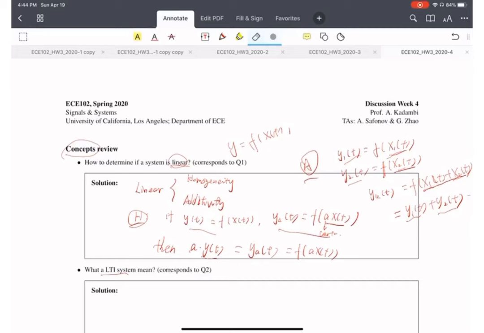When you are doing the check, you just need to apply this for the system. If it fails for either one of these properties, you can stop the check and assert this system is nonlinear. If a system fails in either one of these properties, you don't need to check the other.